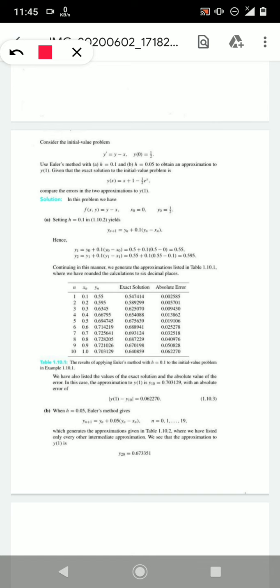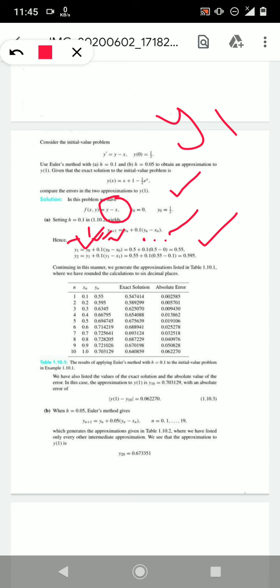Now the first one: y1 is equal to y0 plus h into f(x, y), with h equal to 0.1. Here f(x, y) is equal to y minus x. So y1 is equal to y0 plus h times (y0 minus x0), where y0 is 0.5 and x0 is 0, which gives 0.55. That is the first approximation, y1.